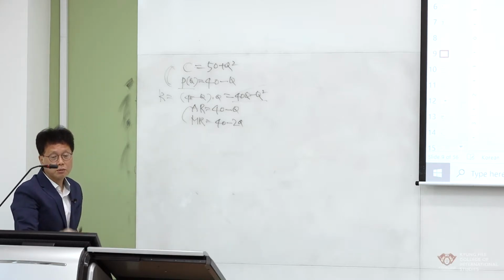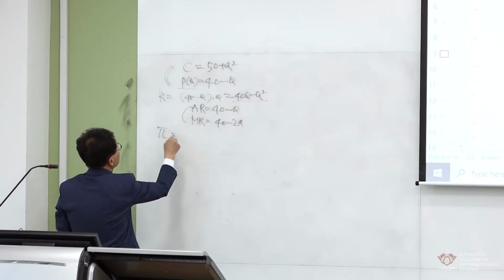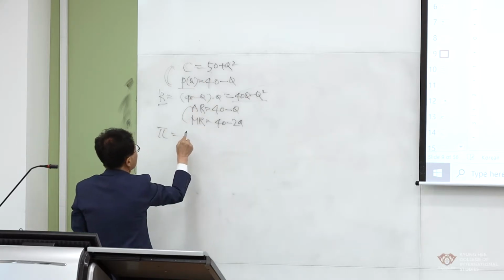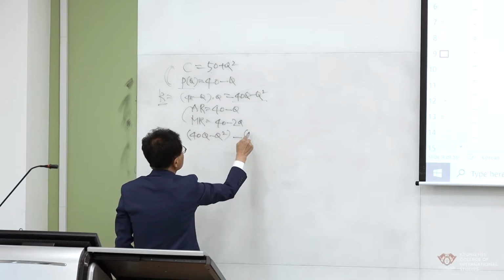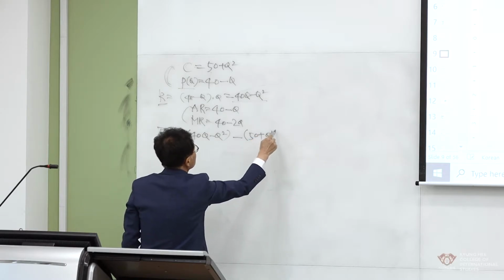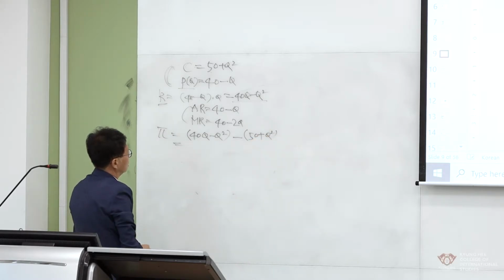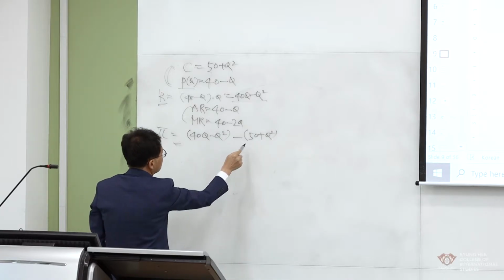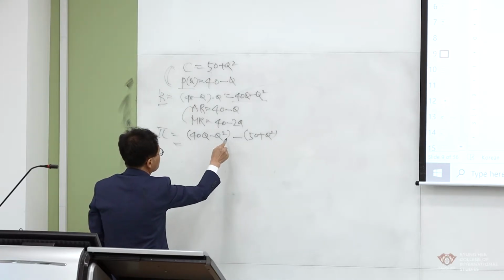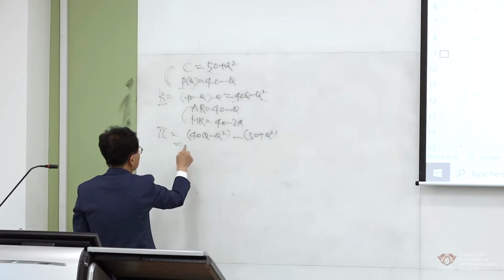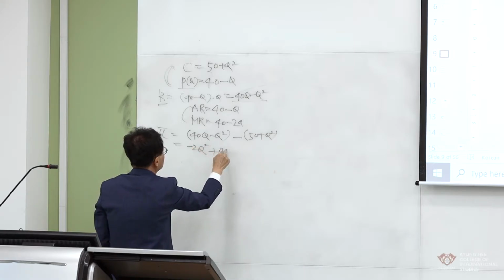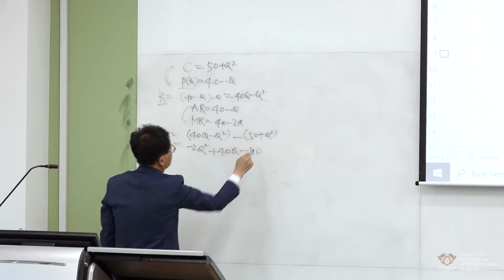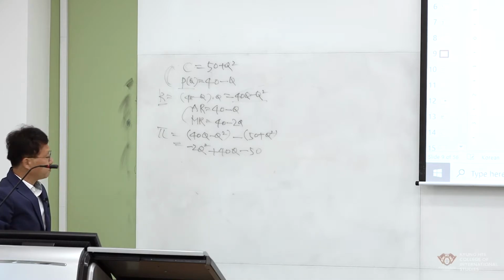Okay? Also think about profit. Profit is equal to revenue minus cost. Total revenue is 40Q minus Q square, minus cost, total cost is 50 plus Q square. Then what happens? 40Q minus Q square minus Q square. So minus 2Q square plus 40Q minus 50. That is the profit, isn't it?